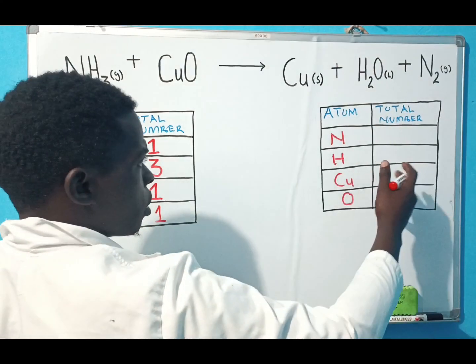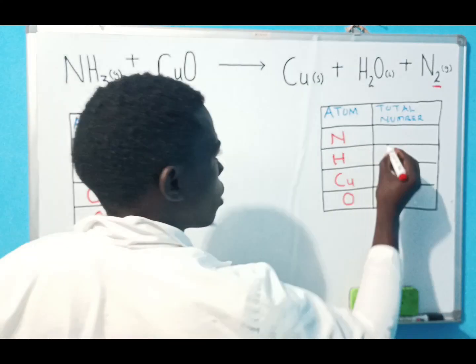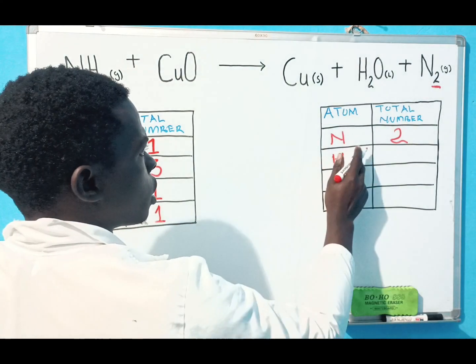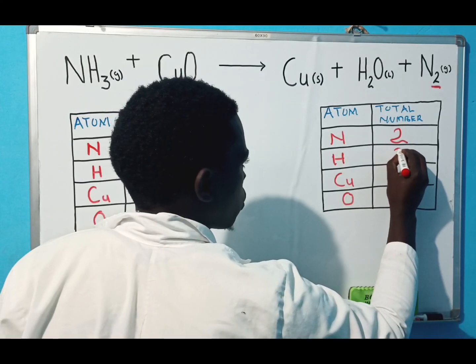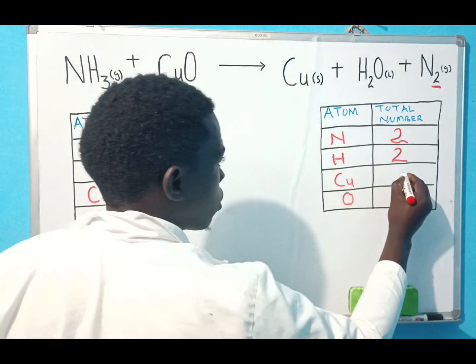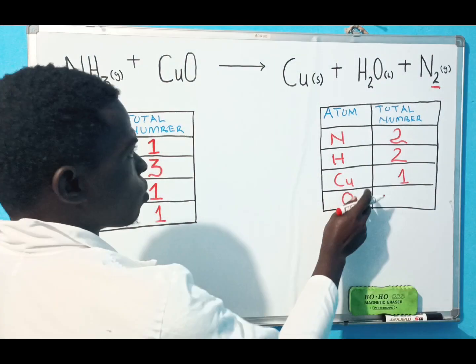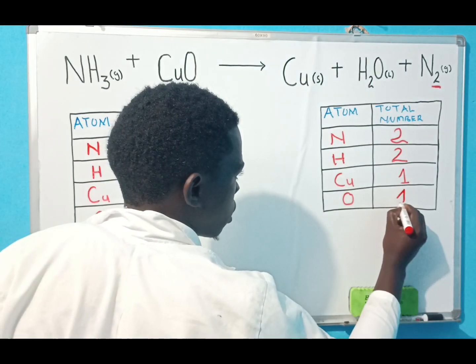What about on the product side? We have 2 atoms of nitrogen and 2 atoms of hydrogen. We have 1 atom of copper and 1 atom of oxygen.